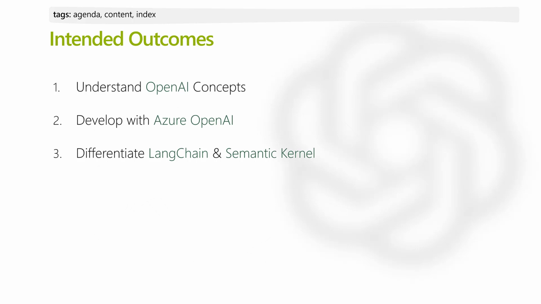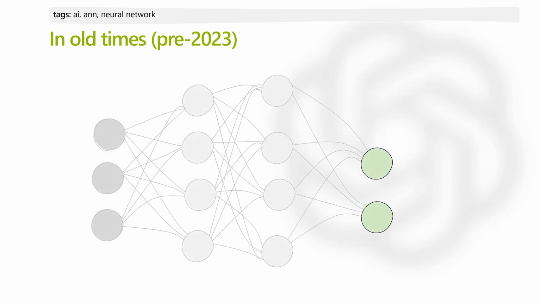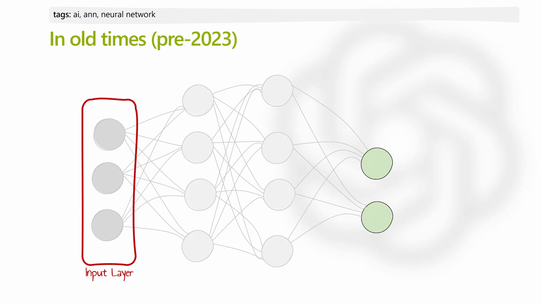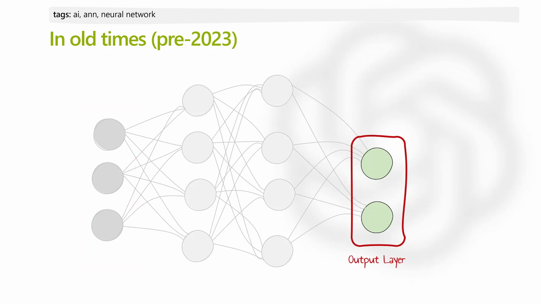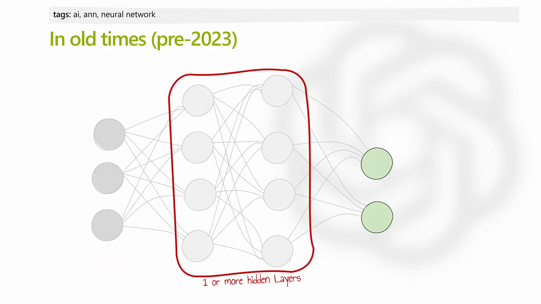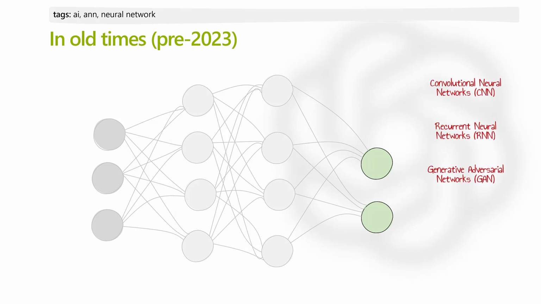Before large language models, or GPT, was released at the beginning of this year, which I would call the old times, this is what a typical neural network looked like. It consisted of an input layer comprising some inputs, an output layer with some outputs, and one or more hidden layers. The three common examples of neural networks are convolutional neural networks, or CNN, recurrent neural networks, or RNN, and generative adversarial networks, or GAN.